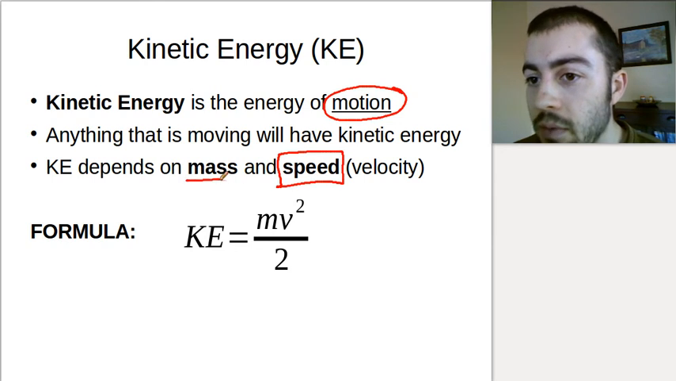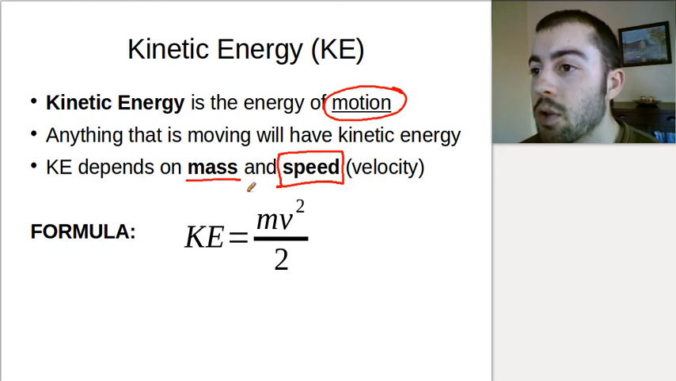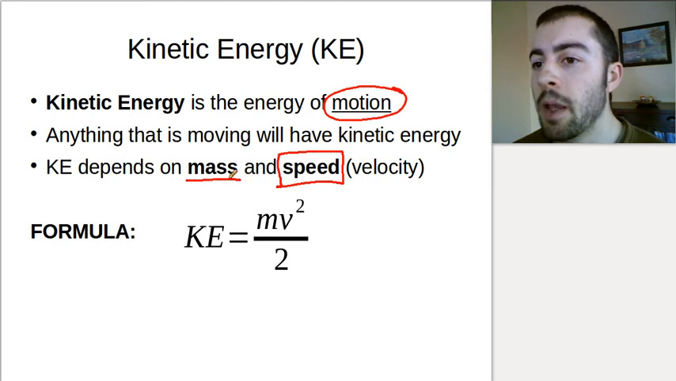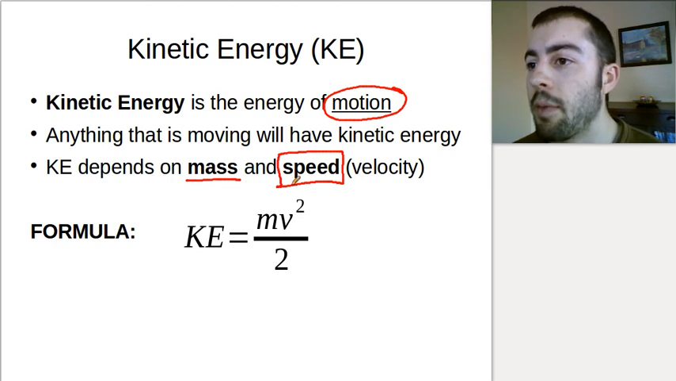And another factor that influences kinetic energy is mass. So the greater the mass of an object, the more kinetic energy it will have as well. So both mass and speed have a positive relationship with kinetic energy, meaning that if we increase mass, the kinetic energy will increase, and if we increase speed, the kinetic energy will increase as well. So if one goes up, the kinetic energy goes up.